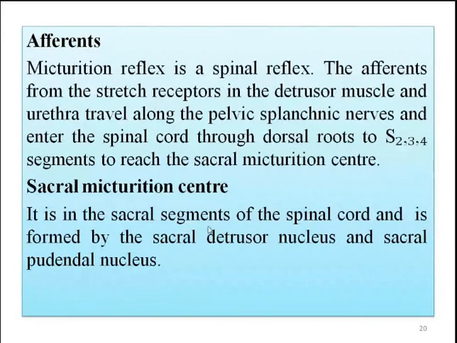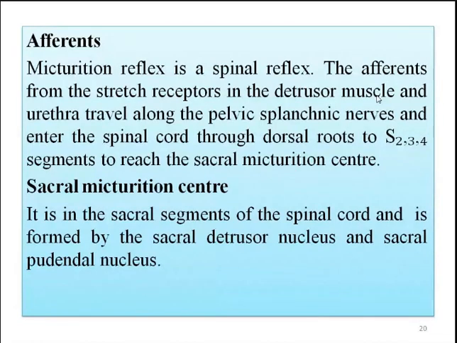Then what are the afferents? The micturition reflex is a spinal reflex. The afferents from the stretch receptors in the detrusor muscle and urethra travel along the pelvic splanchnic nerves, that is the pelvic nerves, and enter the spinal cord. It enters the spinal cord through the dorsal roots of sacral segments 2, 3, 4 to reach the sacral micturition center.